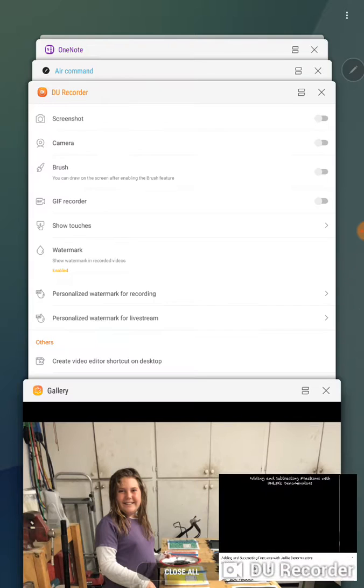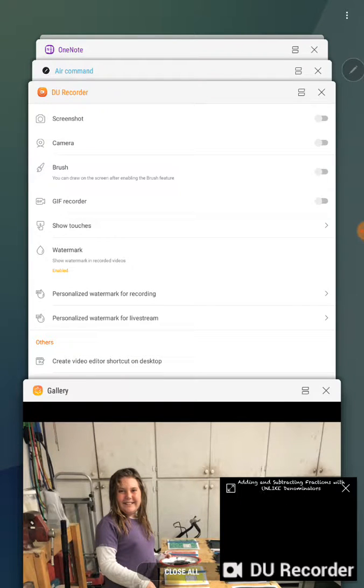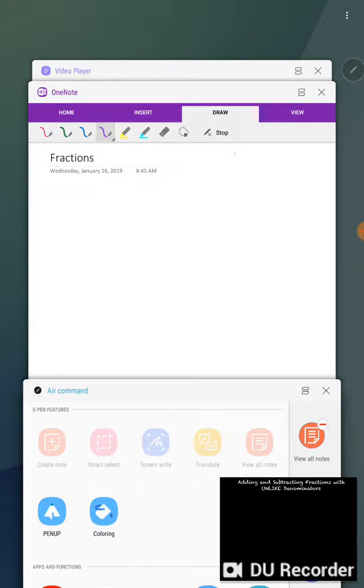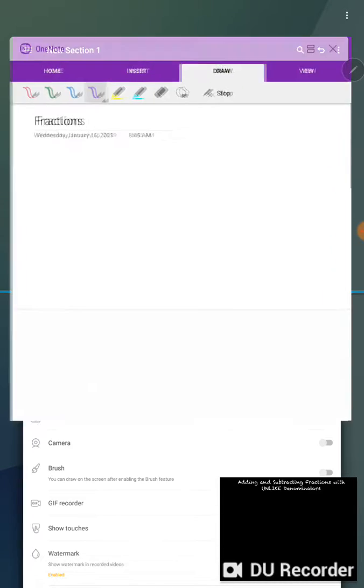Hi, it's Mr. Leatherwood, and I'm all by my lonesome again, obviously, and I'm not singing Taylor Swift. I'm here to teach you how to add and subtract fractions with unlike denominators.